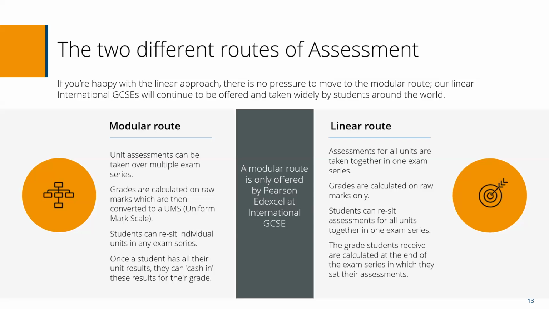And the modular route is new, and I think Pearson's are the only international GCSE that are offering that modular assessment. The way it's been since 2018 is the linear route. So the assessments for all units are taken together in one exam. So you will teach the course for 2 years. Some schools take it over 3 years. And at the end of that, there will be the exam, 2 papers on all the content. The grades are calculated based on the raw marks of that single exam at the end.